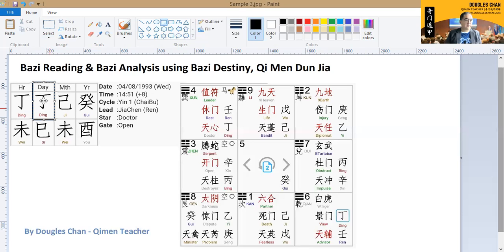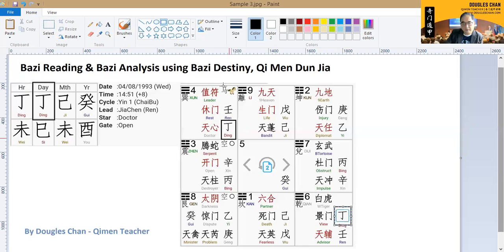Within these pillars, the day stamp has this symbol called the Ting. In Chinese, the Ting itself is a small fire. We will need to take reference in the 9 palaces to see what the Ting represents, so that we can understand the character of the person. Let's go through one by one. There's a Ting over here, and there's a Ting over here.